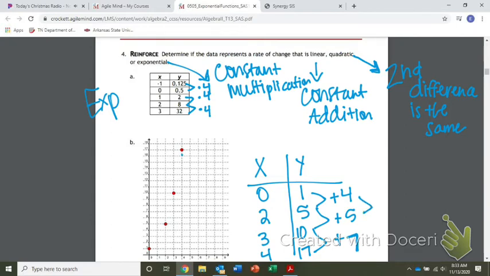From 4 to 5, it is, then what? Adding 1. 5 to 7, it's adding 2. What difference is the same? The second difference. So, B could be a quadratic if they would have printed it right.